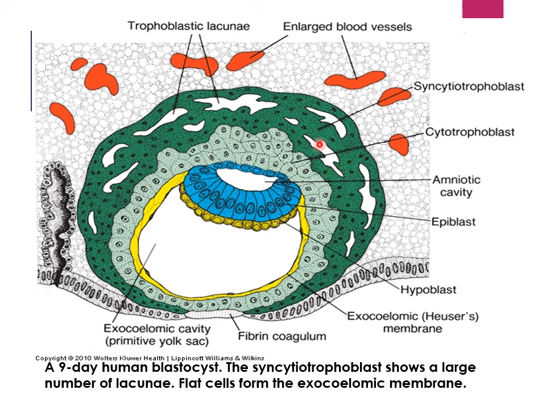Now this slide shows the embryo implanted inside the endometrium of the mother. Here are the lacunae, which will be filled with maternal blood, and the syncytiotrophoblast. This is the cytotrophoblast. Here is the bilaminar embryo. Here is the epiblast overlaid by the amniotic cavity, and this is the hypoblast.